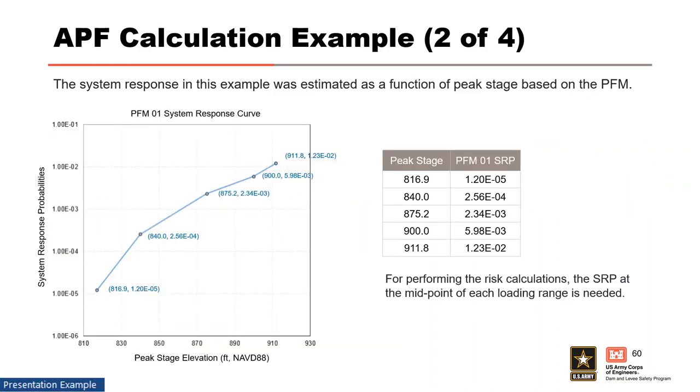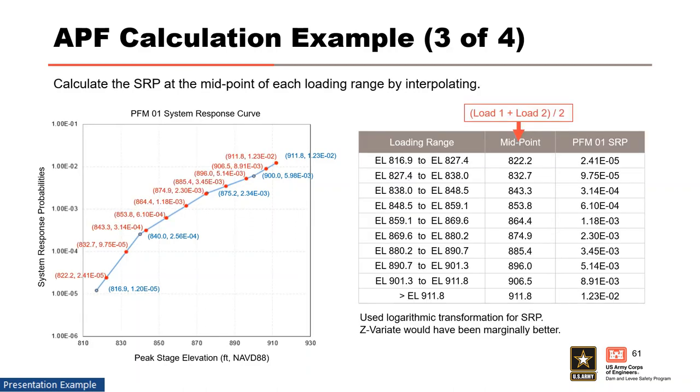The system response probabilities, at least for this failure mode, are estimated as a function of peak stage. For calculating the APF, we will need the system response probabilities at the midpoint of each of the loading intervals that we created earlier. For each interval or loading range, we're going to take the midpoint, which is the average stage for that interval, and then we're going to interpolate from the system response curve to get the probabilities.